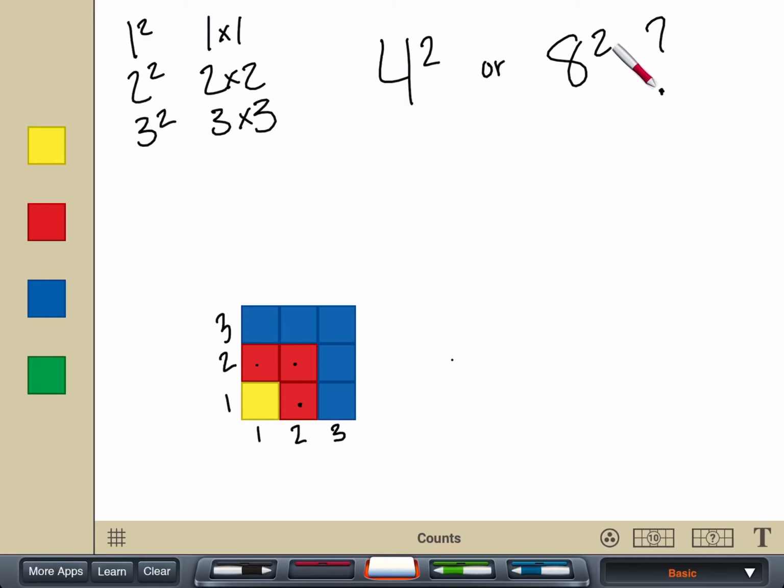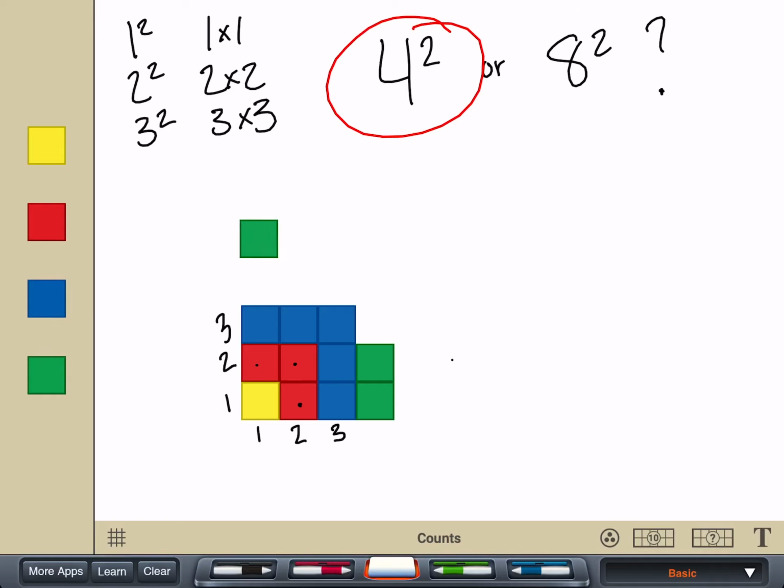Okay, if you said 4 squared, you were correct. So we are adding 4. 1, 2, 3, 4. 1, 2, 3, 4. 1, 2, 3, 4. 1, 2, 3, 4. Okay, so let's make sure.